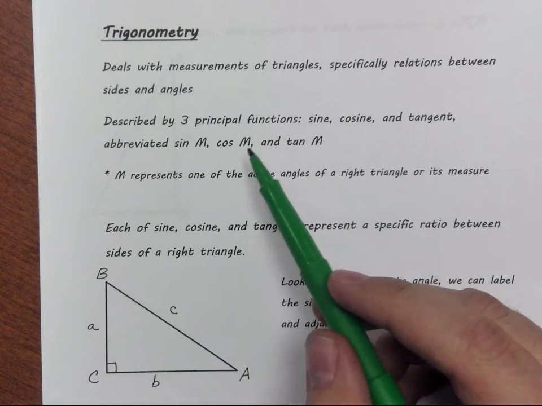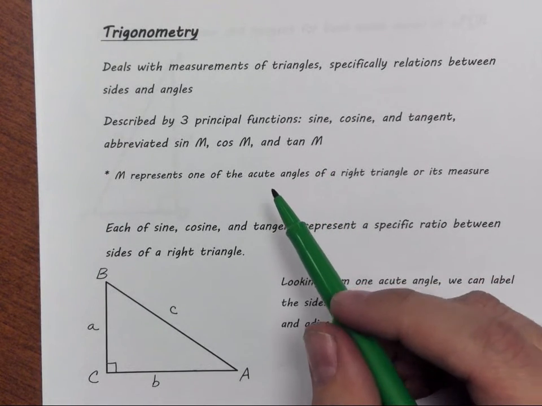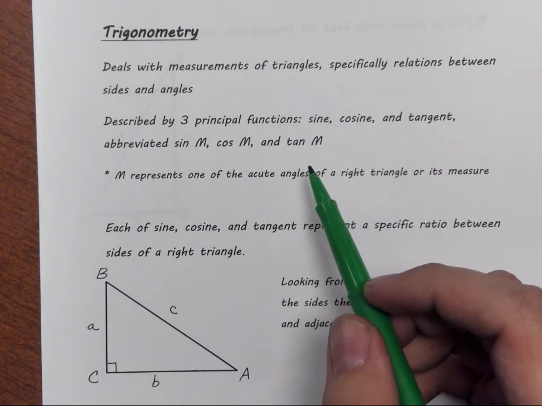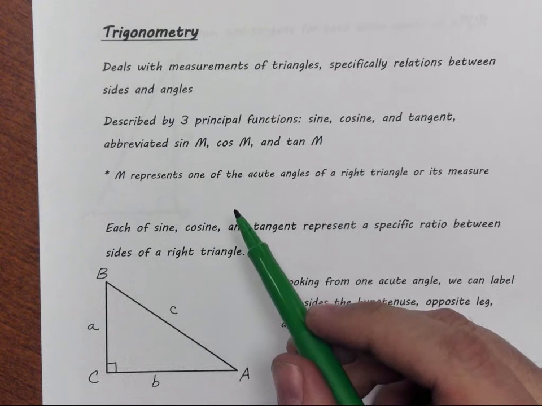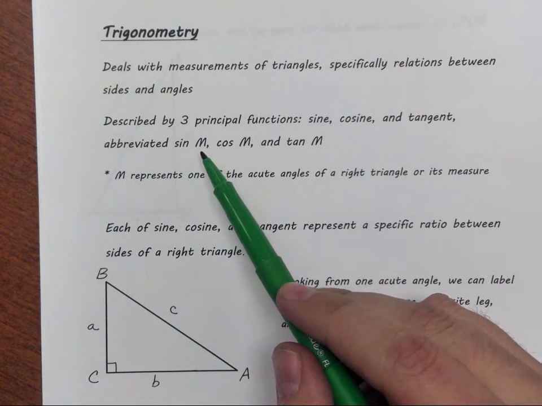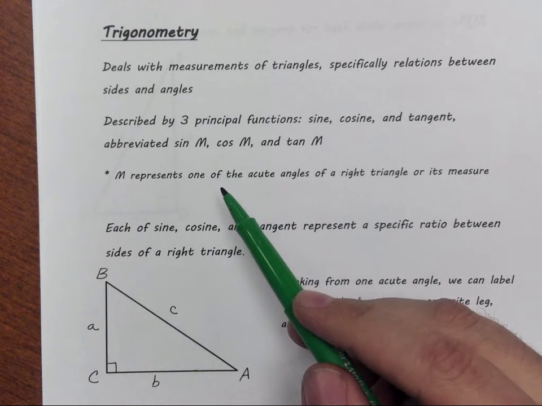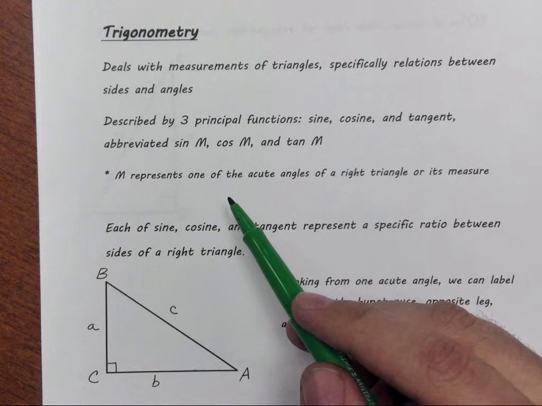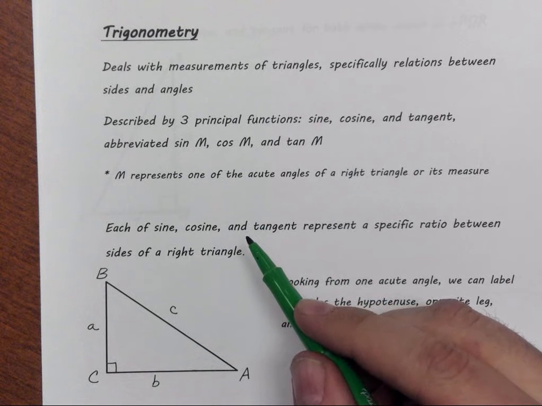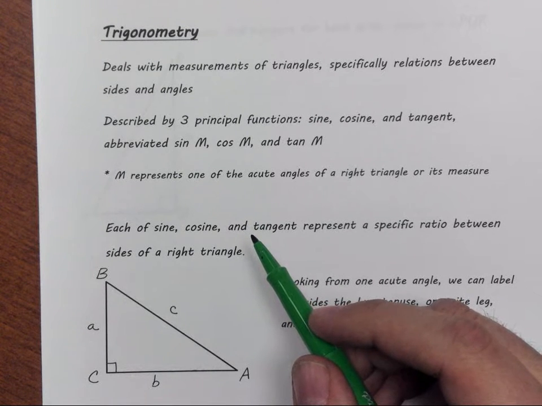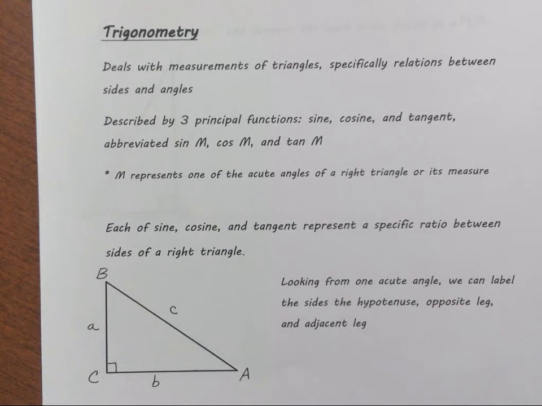Now I referred to them as functions. I've written sin m, cos m, tan m. These will always be the sine of something, the cosine of something, the tangent of something. Here, m represents one of the acute angles of a right triangle or its measure. So of course, I won't always say sine of m. It could be sine x or some other acute angle in a right triangle. Or I could say sine, cosine, or tangent of a degree measure, such as tangent 72 degrees. But for our purposes, we will only be doing these for acute angles, which is strictly between 0 and 90.